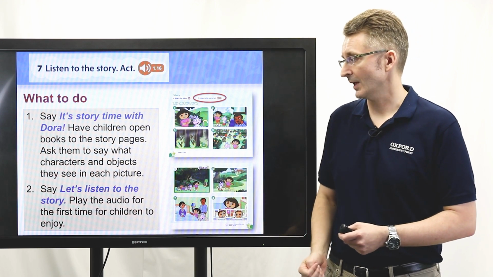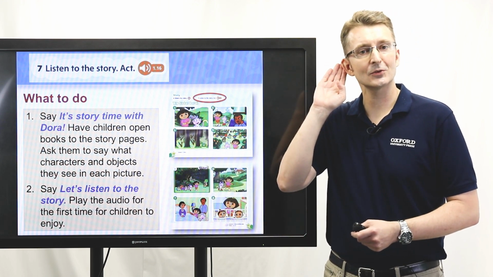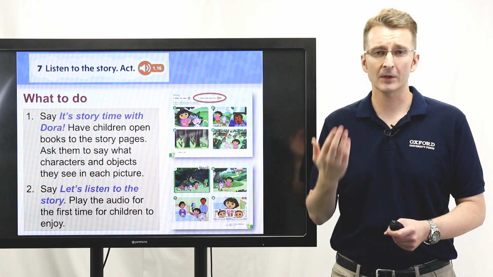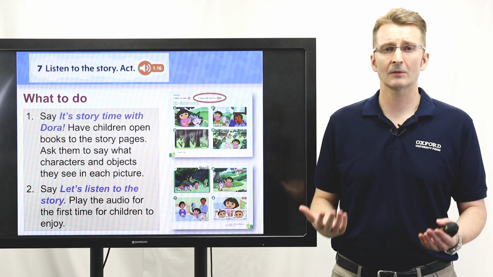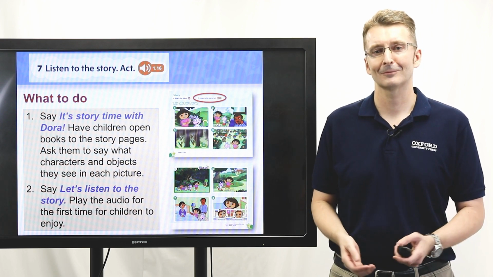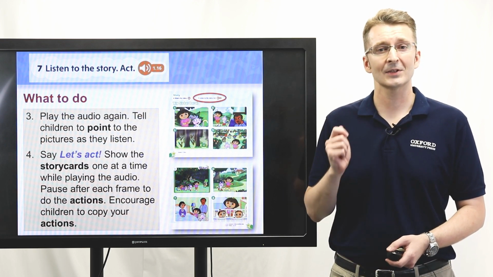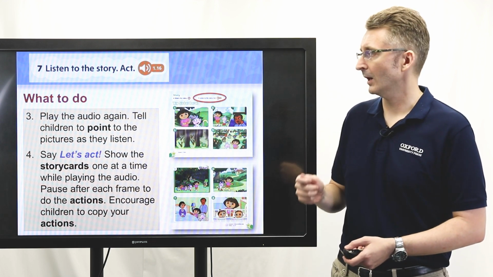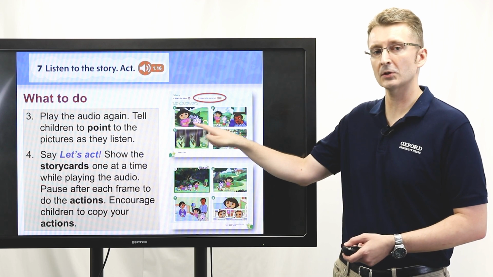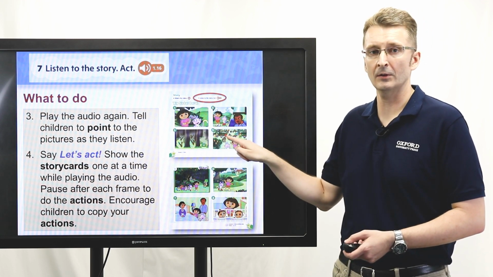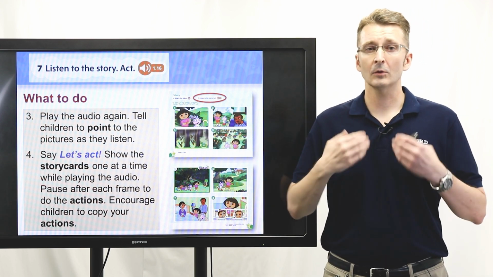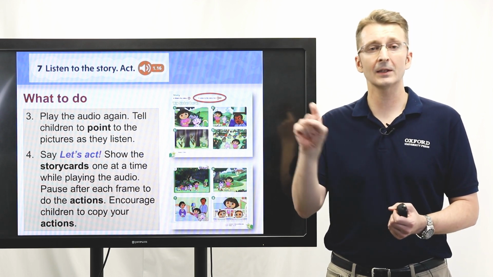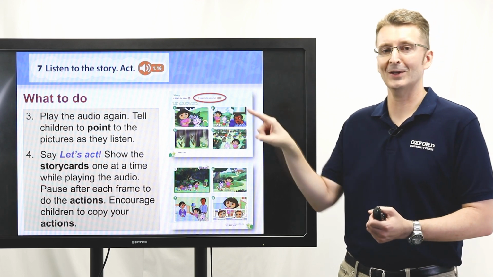Step 2. Say, "Let's listen to the story," and play the story audio for them for their first time to hear it, just so they can relax and enjoy it. Step 3. Play the audio again, but this time ask the children to point to the pictures as they listen. Now, you can do this yourself at the same time, so children copy if they need to. They can see you pointing to the right pictures.